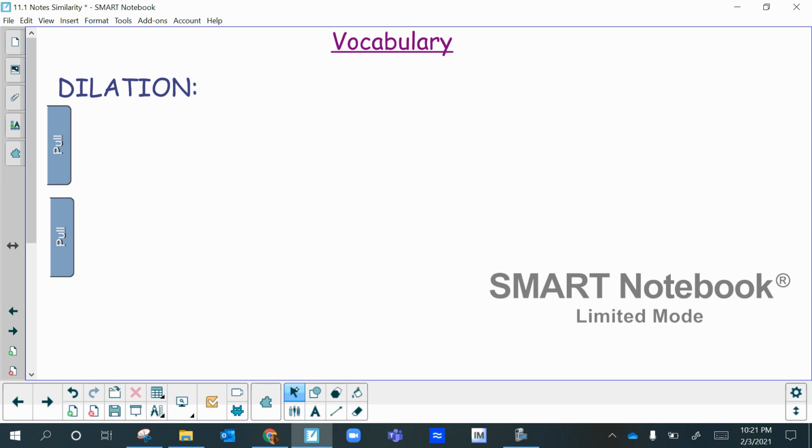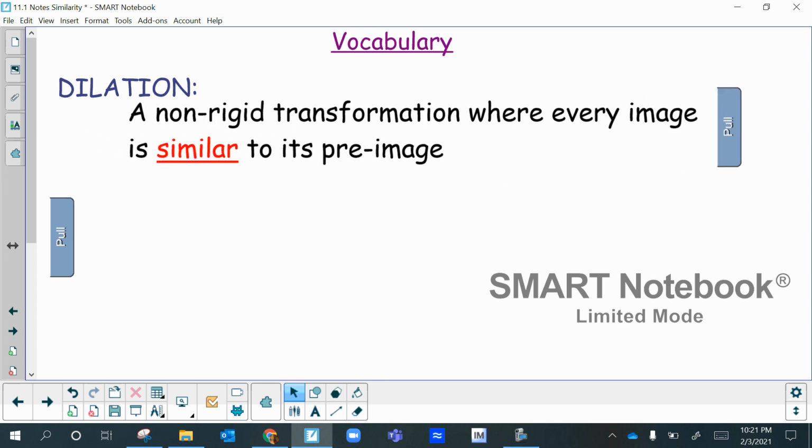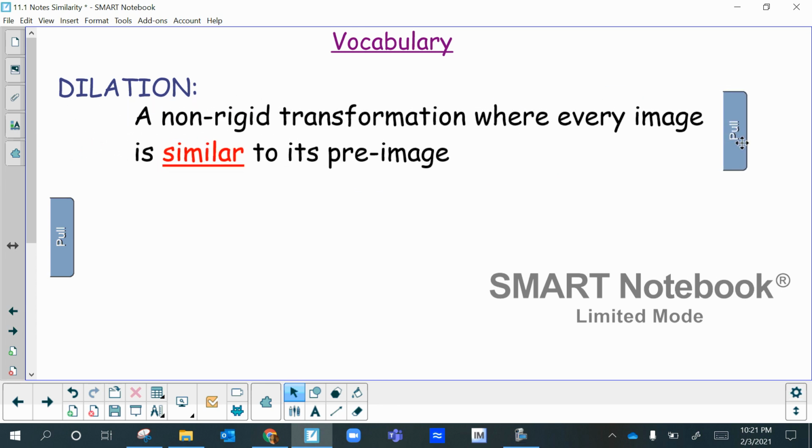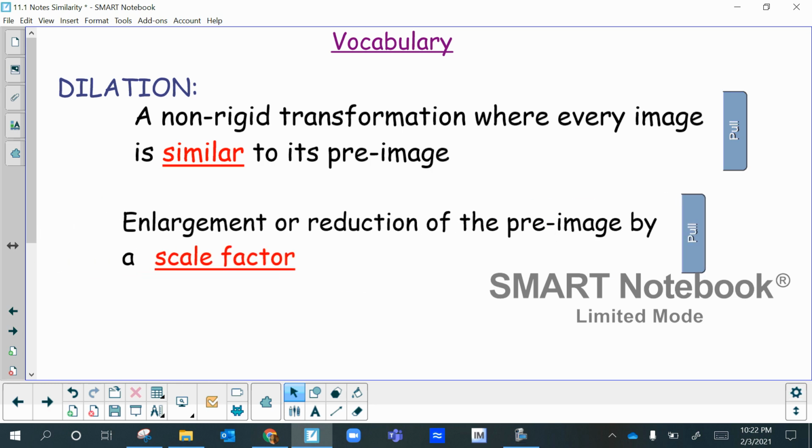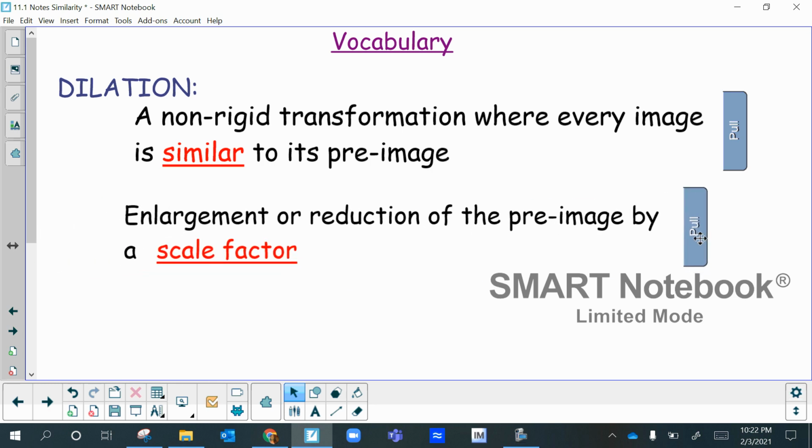And lastly, dilation. A dilation is very related to similarity. So a dilation is when you have a non-rigid transformation where every image is similar to its pre-image. Okay, so they're similar, and we just talked about what similarity means. So it's usually going to be an enlargement or a reduction of the pre-image, and it's going to be by a certain scale factor. And so we'll get into that on these next couple of examples. Feel free to pause the video if needed to write these definitions down.